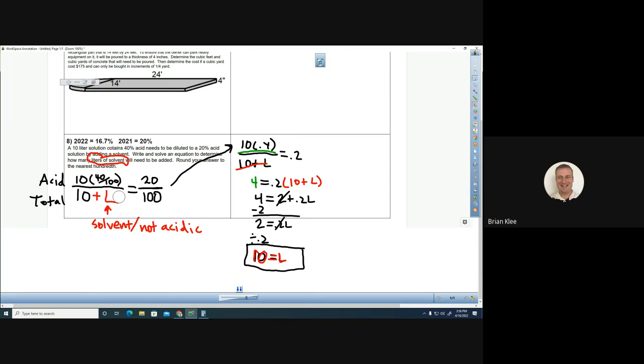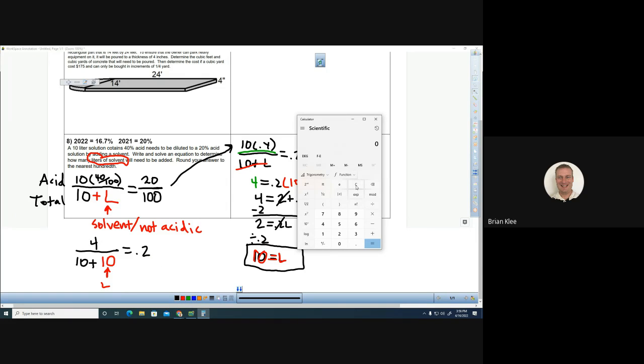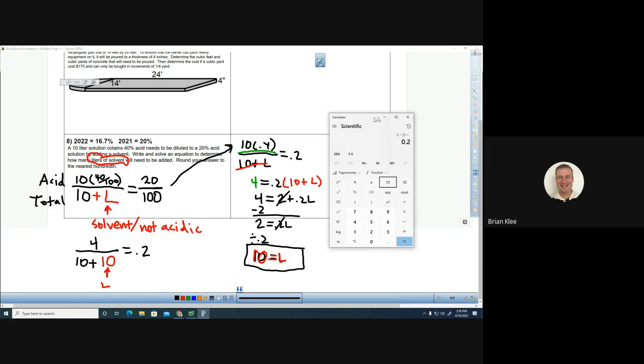So I can come back over here, and where L was, I can substitute in a 10. And I know what most of this equation is already. I know the top of the equation is 4. I've got 10 plus, I think the L is 10. And I want it to equal 0.2, or 20%. I know 10 plus 10 is 20. I don't need a calculator to do that. So I got 4 divided by 20. Does it simplify to 0.2? The answer is yes. We know we're correct.